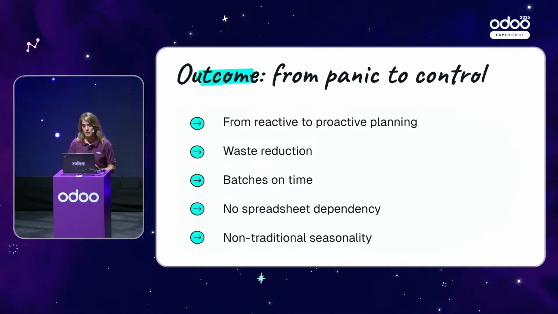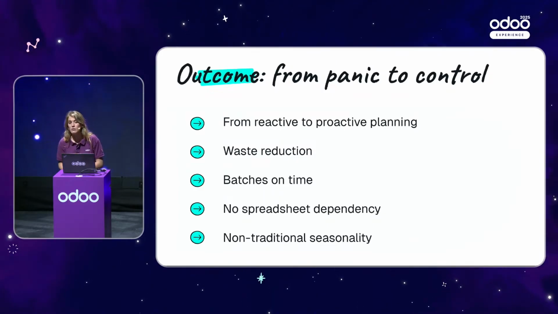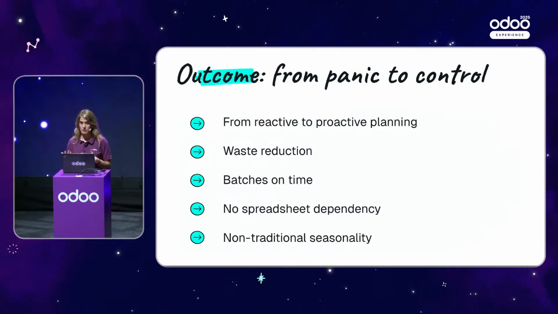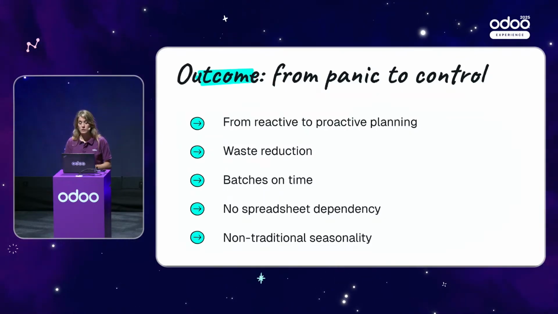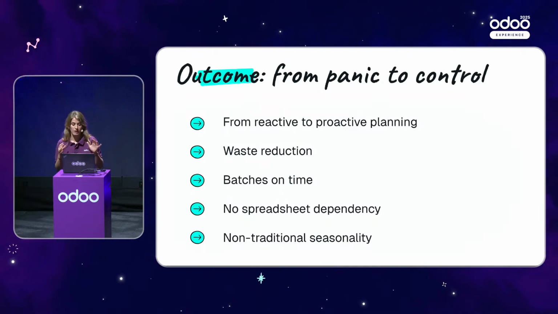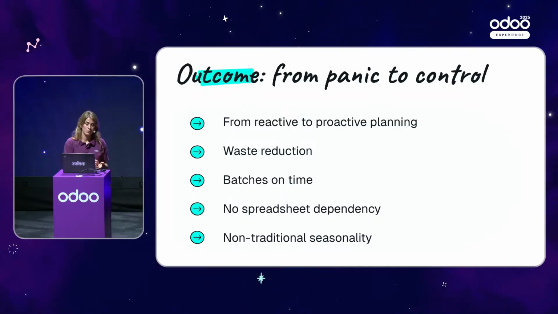And it removes the dependency on spreadsheets. Now with the brand new V19 suggested forecast demand, we don't need to calculate externally. We don't need to have formulas anywhere. We have everything centralized in the same place and calculated for us by Odoo. And also, finally, it's of course a great tool to deal with non-traditional seasonality.